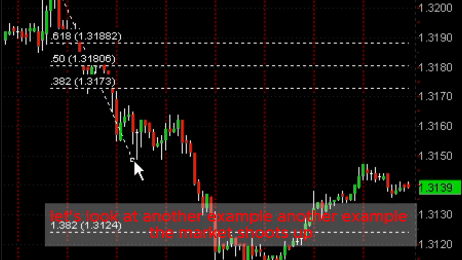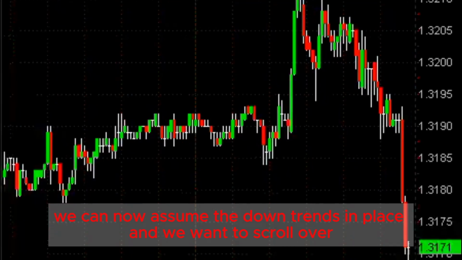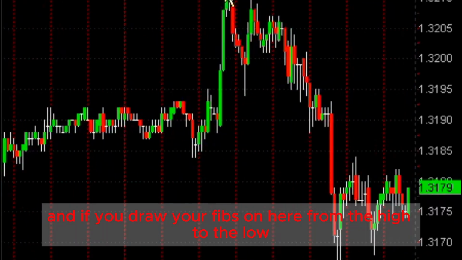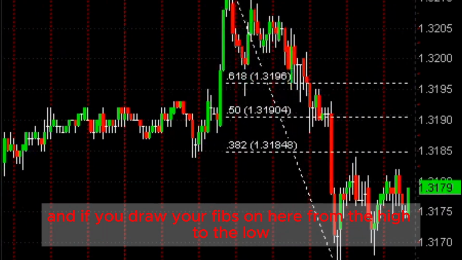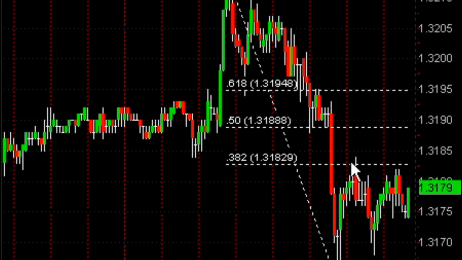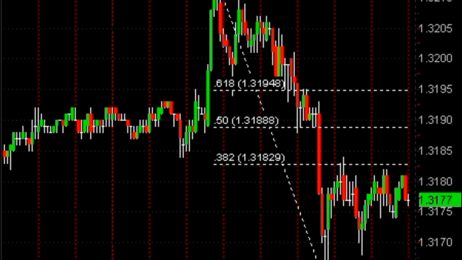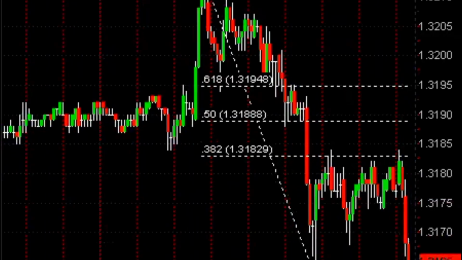Let's look at another example. Another example, the market shoots up, fails at the high, and comes back down, makes a lower low. We can now assume the downtrend's in place, and we want to scroll over. And if you draw your fibs on here from the high to the low, notice the market retraces right up to the 38% fib level and stalls. This is a relatively risky area to get into trades, but it does work when the market's really weak. Let's scroll to the right and see what happens.